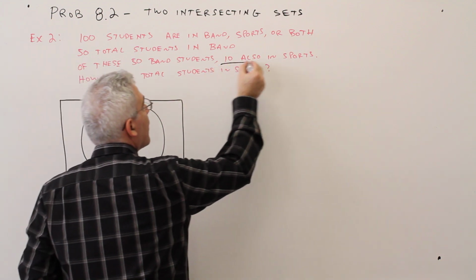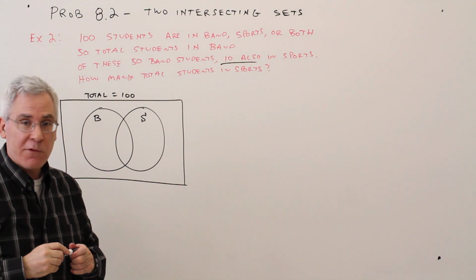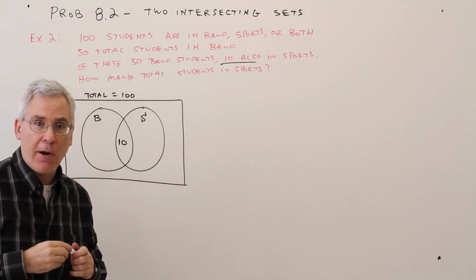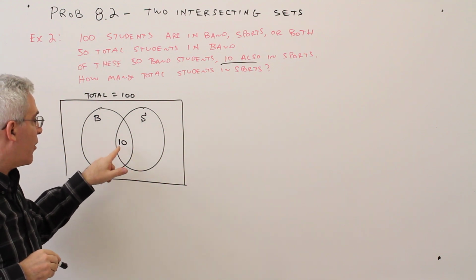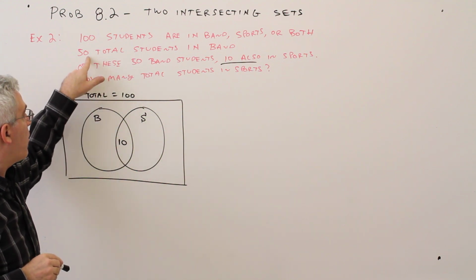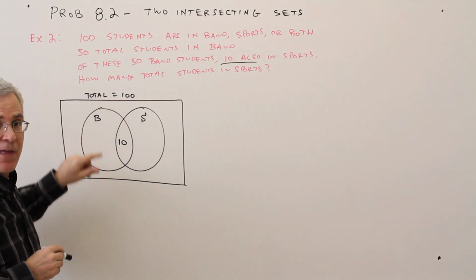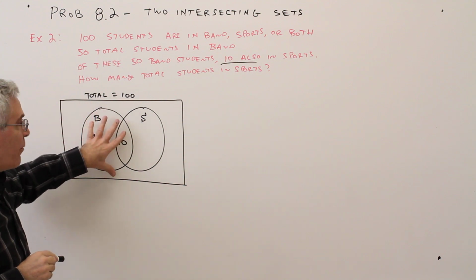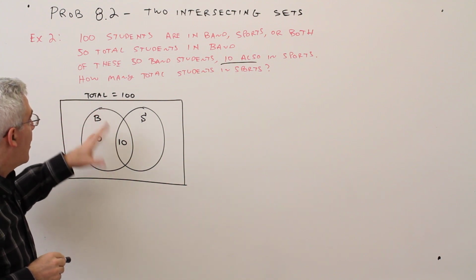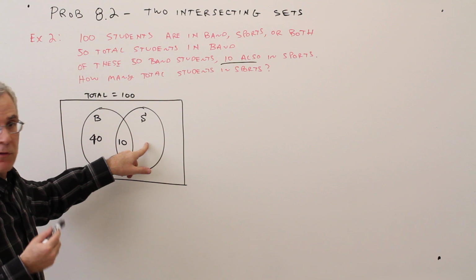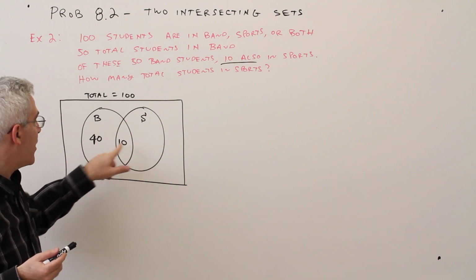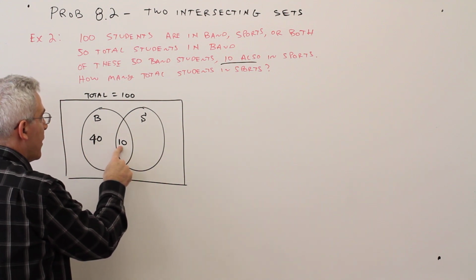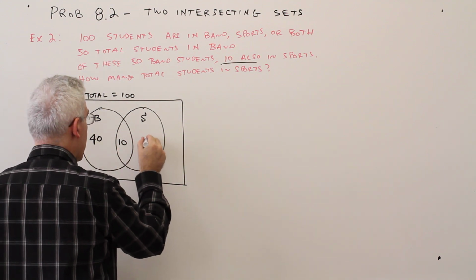There's 10 of those students that are also in sports, so I'm going to put the 10 right there. There's 10 students that are in both band and sports. Then if I had a total of 50, I've got 40 right here, and that's how my 50 works out. And then for over here, all three sections have to add up to 100. So the 40 and the 10 is 50, so there's going to be 50 over here.